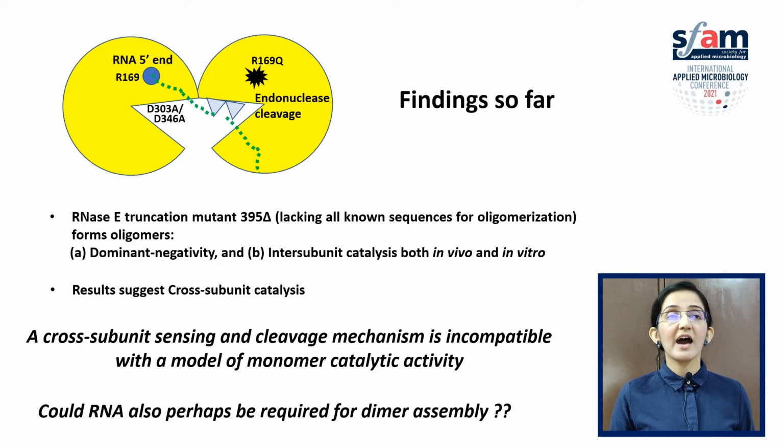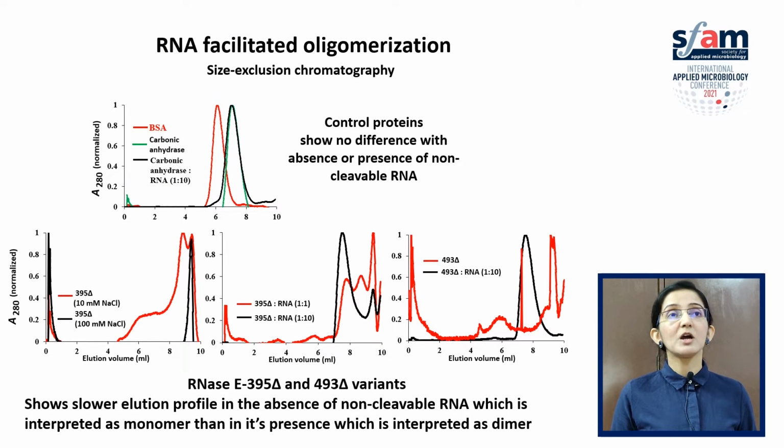To check this, I have done size exclusion chromatography with a 13-mer RNA substrate having 2' methoxy groups on ribose moieties so it can bind to RNase without getting cleaved. Control proteins showed no difference between the absence of RNA, green line, and the presence of it, the black line.